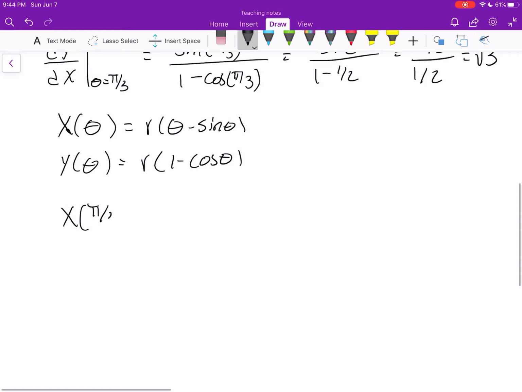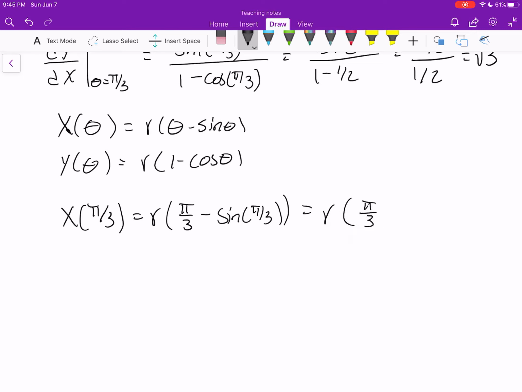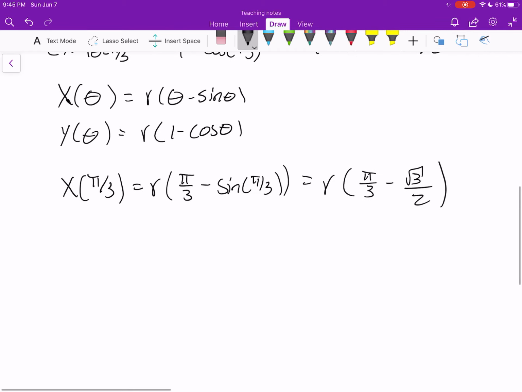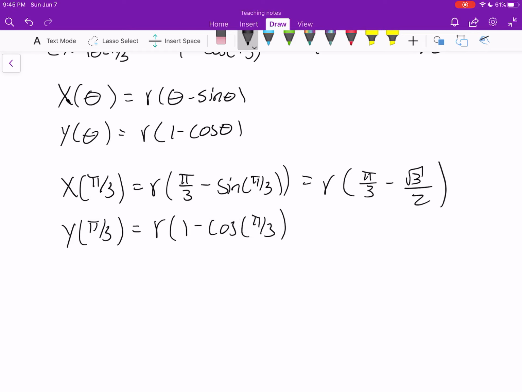Specifically, I want to figure out what the x value is when theta is equal to pi over 3. So I'm going to get r times pi over 3 minus sine of pi over 3. We already did sine of pi over 3 up there. So this is r times pi over 3 minus the square root of 3 over 2. There's not much I can do about that. That doesn't simplify at all. So let's go ahead and figure out y. If I plug in pi over 3 for theta, I'm going to get r times 1 minus cosine pi over 3. Cosine of pi over 3 is a half. So this is r times 1 half, so this is r over 2.